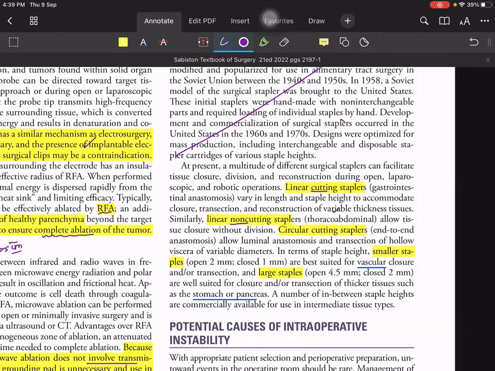Next, the circular cutting stapler we use for end-to-end anastomosis. And for staplers, based upon the staple heights, the smaller stapler, when open is 2 mm and when closed is 1 mm. It is best for vascular. So smaller for vascular. And the large stapler, open is 4.5, closed is 2. Just add and multiply by 2, it is best suited for stomach and pancreas.